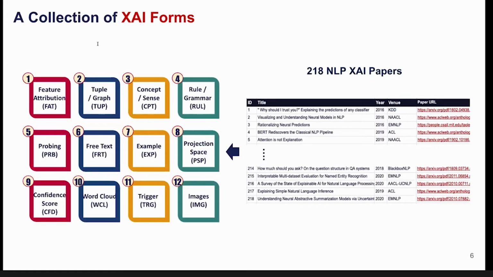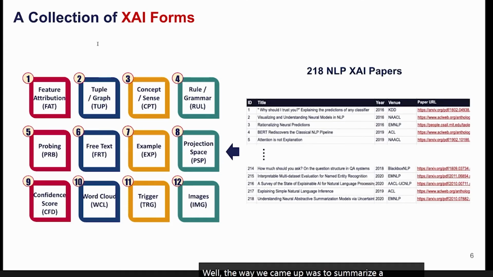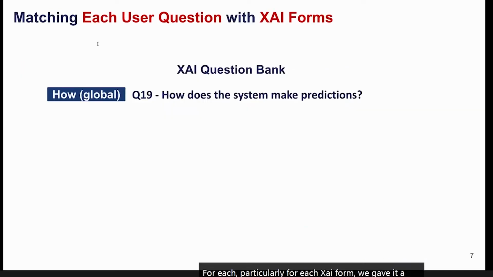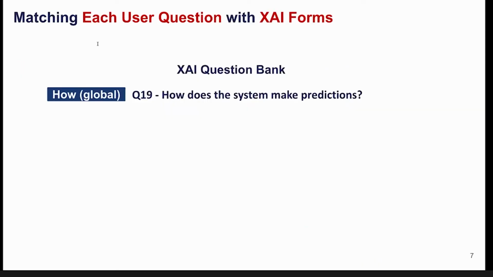Well, the way we came up was to summarize a collection of HCXAI forms which visualize different types of explanations. Then we used them to cover over 200 papers on one side and match user questions on the other side. Particularly for each HCXAI form, we gave it a formal definition and collected typical user questions it ever addressed. Then we use these 12 HCXAI forms to compute each user question's attention.